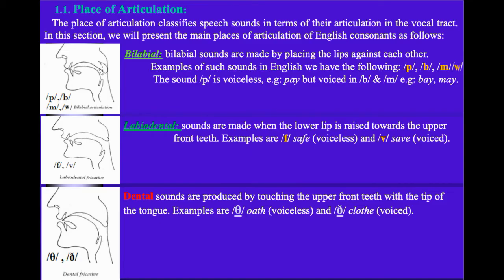The place of articulation classifies speech sounds in terms of their articulation in the vocal tract. In this section, we will present the main places of articulation of English consonants as follows. First, we start with bilabial. Bilabial sounds are made by placing the lips against each other. Examples of such sounds in English: p, b, m, and w. The sound p is voiceless, like in pay, but it is voiced in b, m, and w. We have bay, may, way.